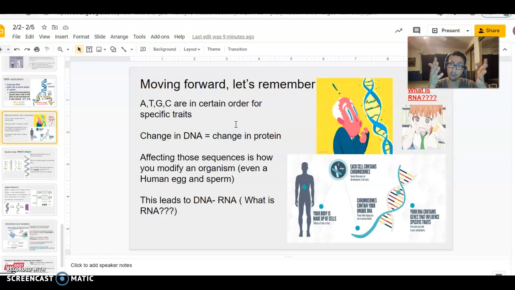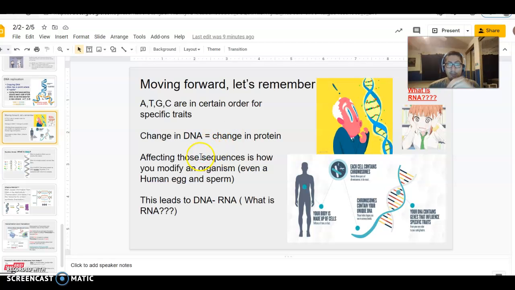Remember, it could be really physical. Think about a dog's coat, so curly hair versus straight hair, or it could be chemical. Remember the cilantro? So like taste, it's chemical. You can't see it, but it's there, right?